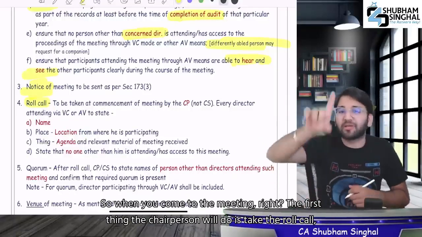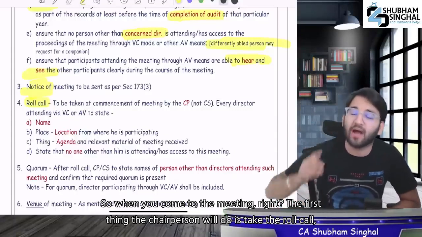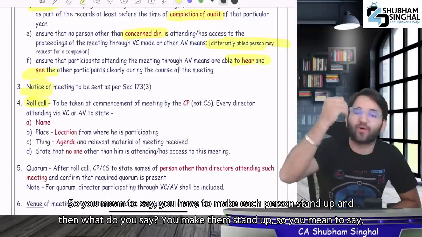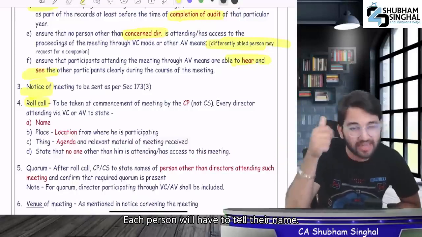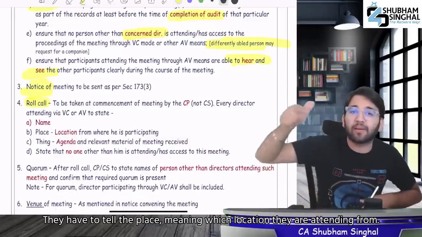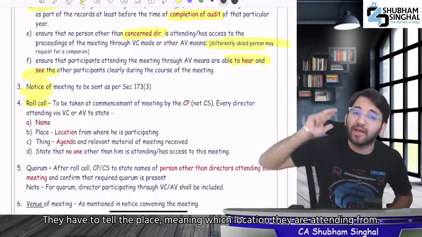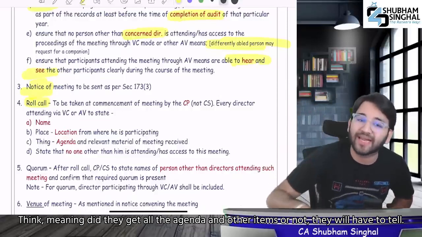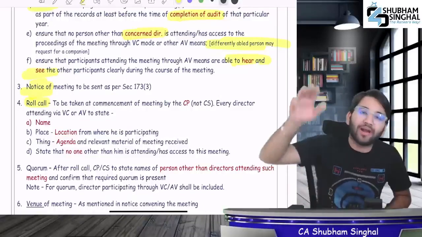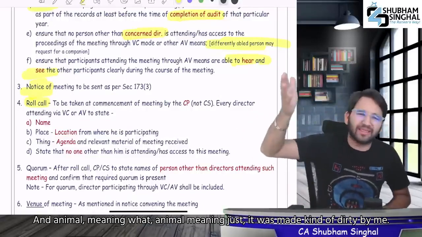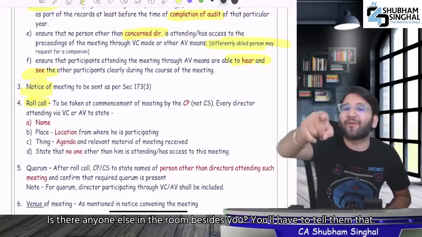When you come to the meeting, the chairperson will ask you to take the roll call. Hence, each individual has to stand up and speak. Each person will have to tell their name. They have to tell place, meaning which location they are attending from. That means did they get all the agenda and other items, they have to inform. And next is animal. What does animal mean here? It means that is there anyone else in the room besides you?